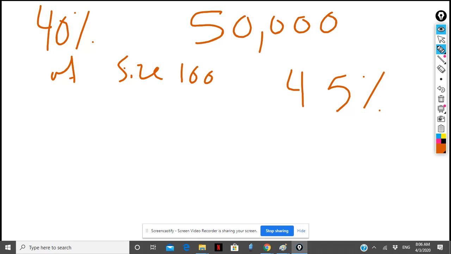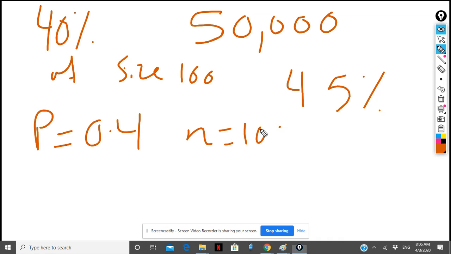So in that case, p is 0.4. The sample size is 100. The p-hat, that's the one we want, is 0.45. Now I'm going to test the three conditions. Did it come from a simple random sample? Yes, because he said in the question, what is the probability that a simple random sample? So I pass the first part.